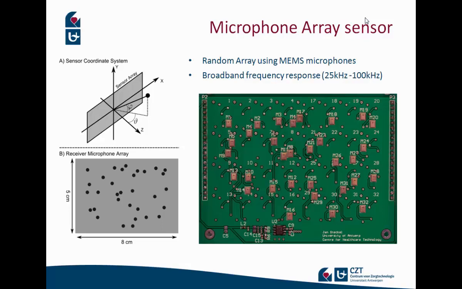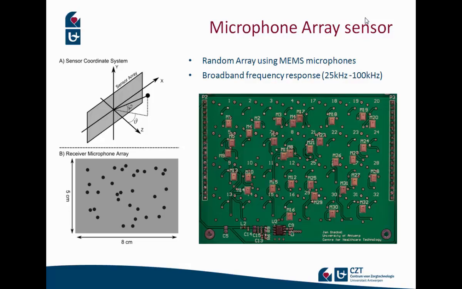And we define a coordinate system with an azimuth angle, so the angle in the horizontal plane, and the elevation angle, which is the phi angle depicted in the picture. The microphones that we use have a broad frequency response. We use them in the ultrasonic range between 25 and 100 kilohertz approximately.